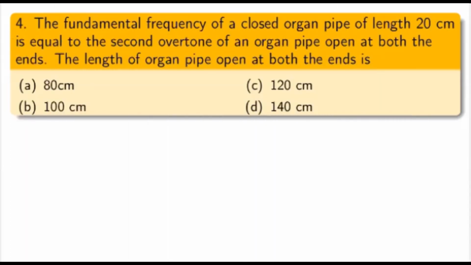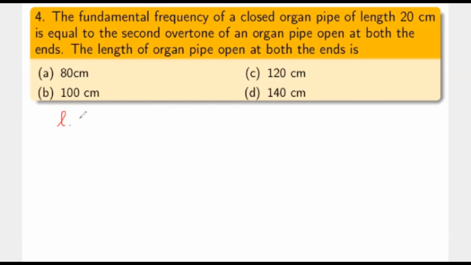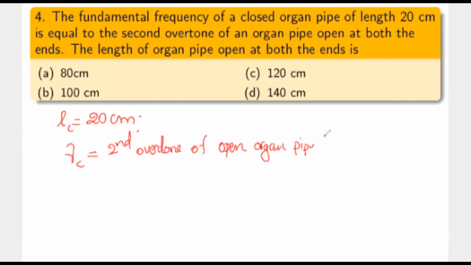Next question. The fundamental frequency of a closed organ pipe of length 20 centimeters is equal to the second overtone of an organ pipe open at both the ends. What is given? The length of the closed organ pipe is 20 centimeters, and the fundamental frequency of the closed organ pipe is equal to the second overtone of the pipe. Both the ends are open for this pipe. That is equal to the second overtone of the open organ pipe.